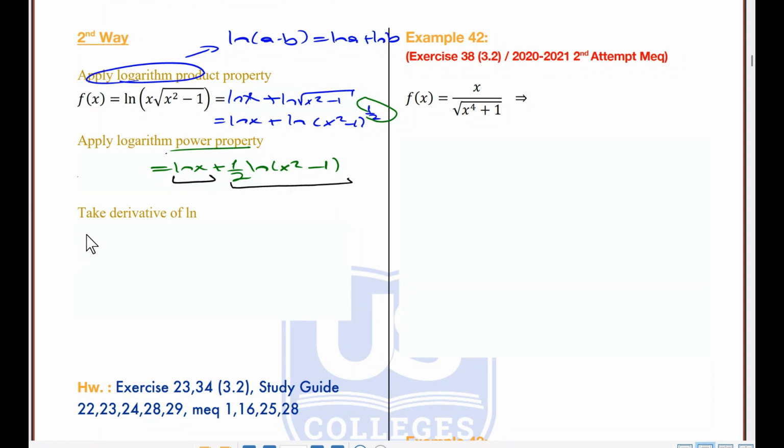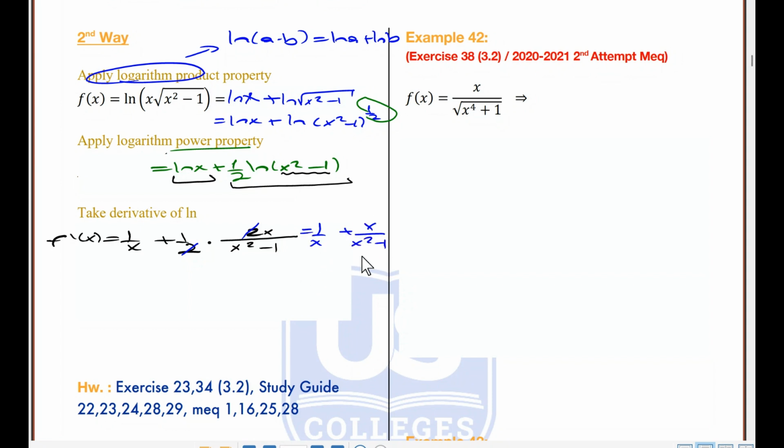Derivative of ln x is 1 over x, plus 1 over 2 stays as the coefficient. Derivative of ln is the derivative of the angle, which is 2x, divided by the same angle. So the 2's cancel each other. I have 1 over x plus x over x squared minus 1.